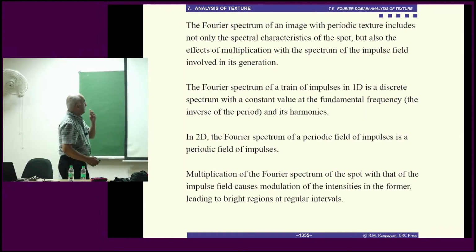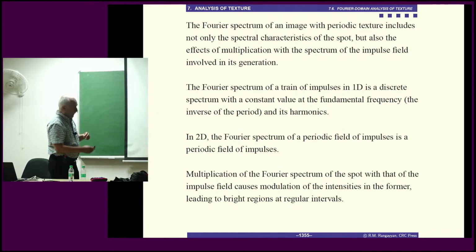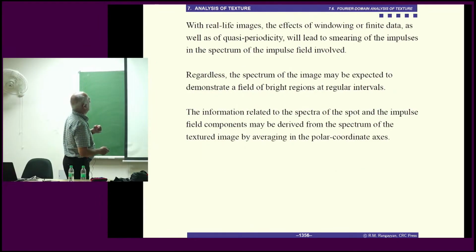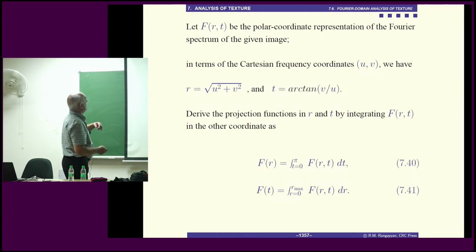Now, how you characterize that is another matter. The Fourier spectrum of an image with periodic texture includes not only the characteristics of the spot, but also the effect of multiplication with the spectrum of the impulse field. So there are high energy intensity points, as I'll show soon. I think the pictures will show this better.